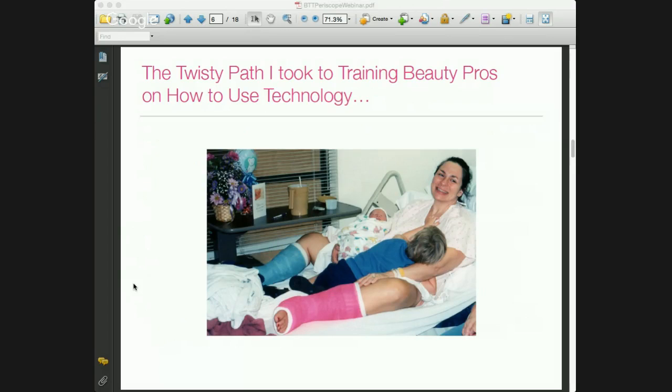Before we get to the exact training, I need to tell you who I am and why I'm talking about this. This is the twisty path that I took to training beauty pros on how to use technology. Yes, that's me. And yes, there are my two sons. And on my legs, one pink cast and one blue cast, because I had broken both my legs. When I was 8 months pregnant, I had to deliver with casts on both legs. It was not pleasant.